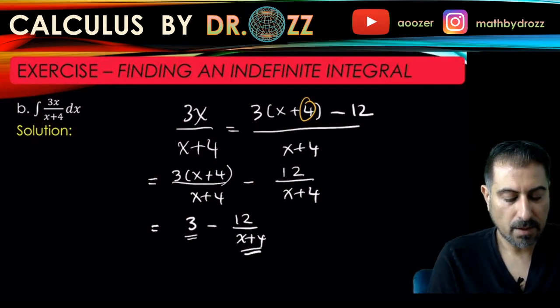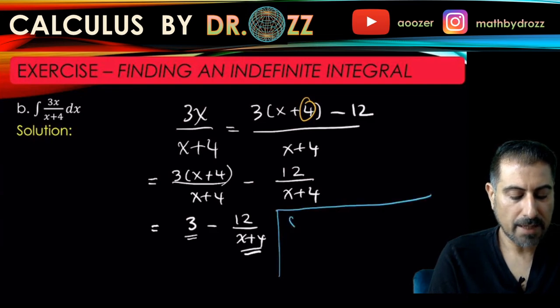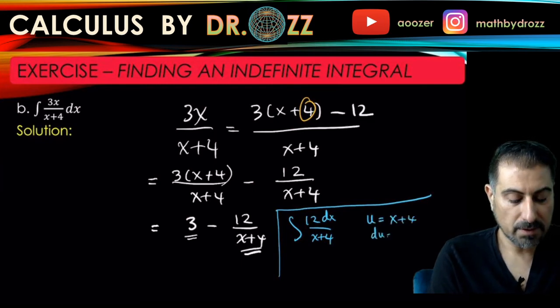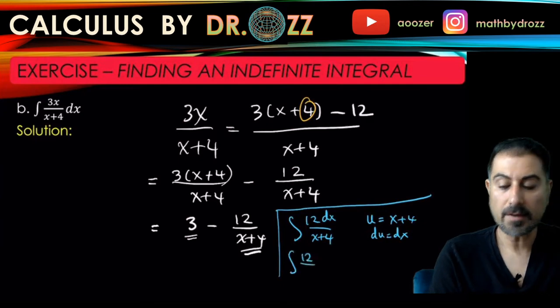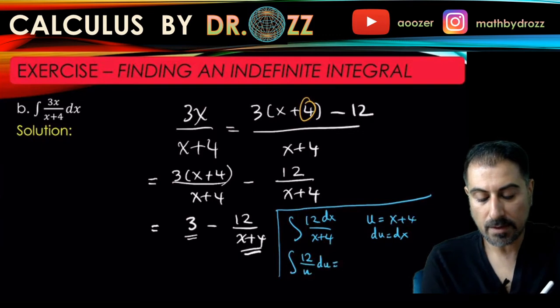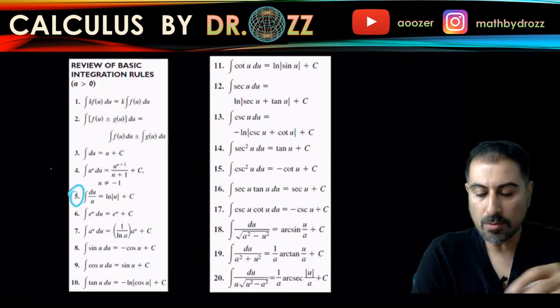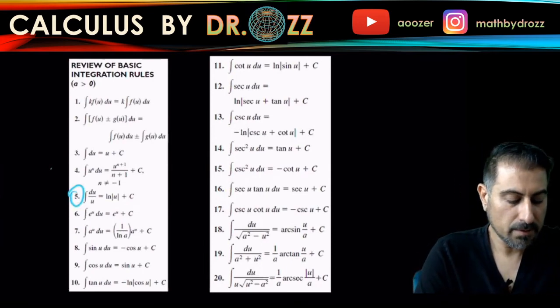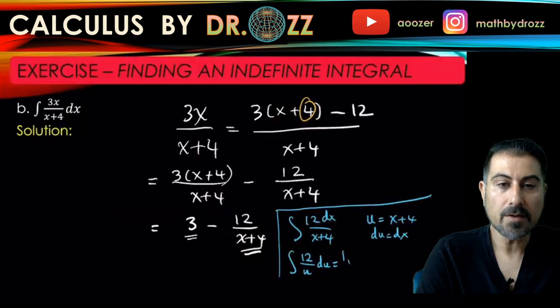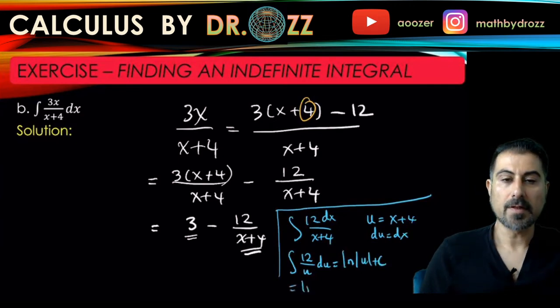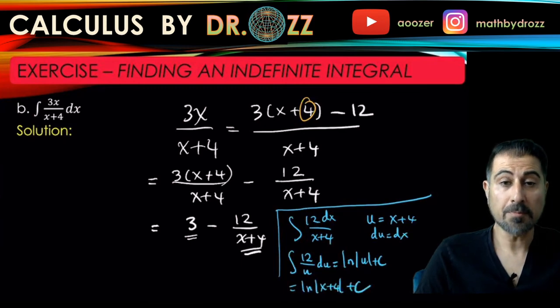So, 12 dx over x plus 4, right? I'm going to call u to be x plus 4, so that du equals dx. So this integral turns out to be 12 over u du. Okay, this is one of the known integrals. That's number 5, du over u type integral. That is integrated as ln of u plus c. There we go, ln of u plus c. And u was x plus 4, so putting that back here, ln of x plus 4, in absolute value, plus c.